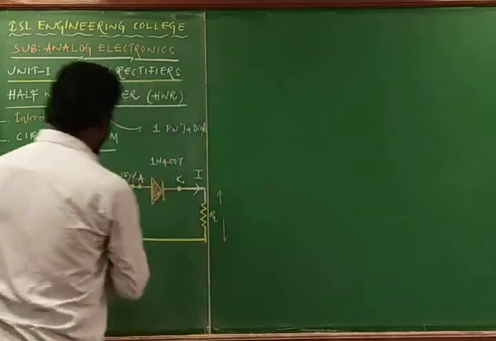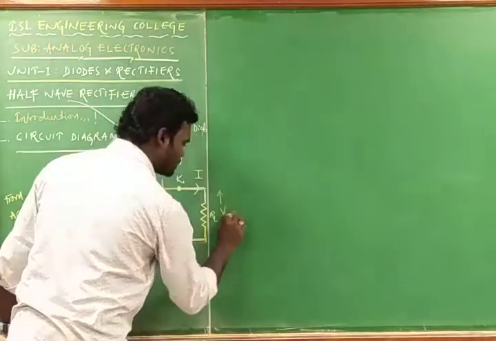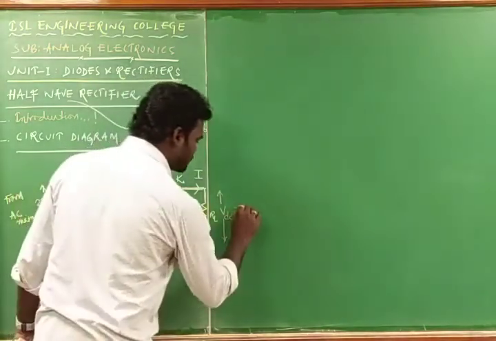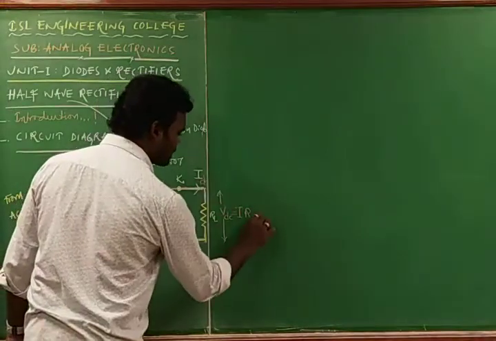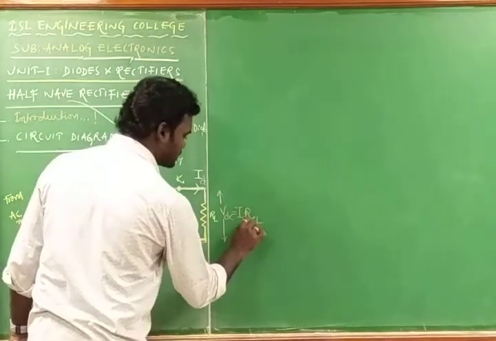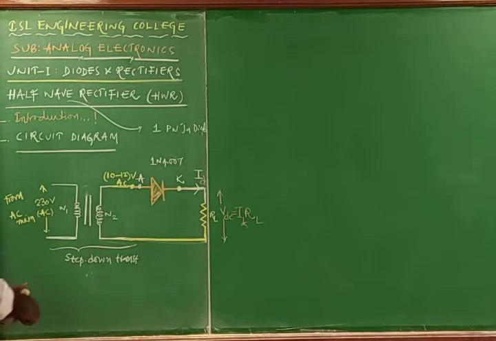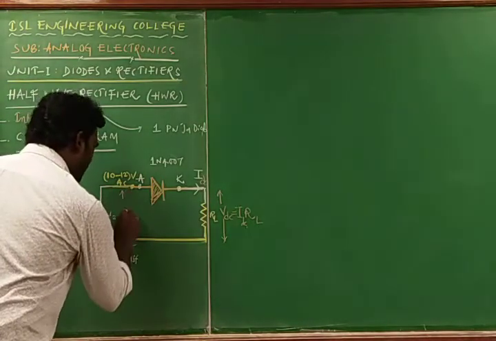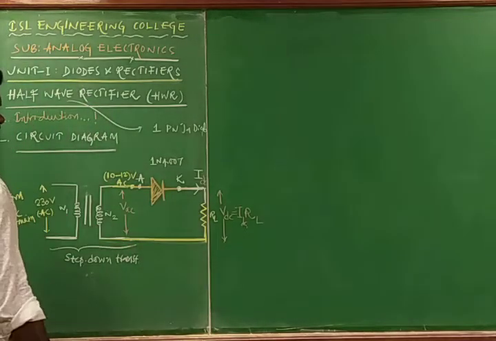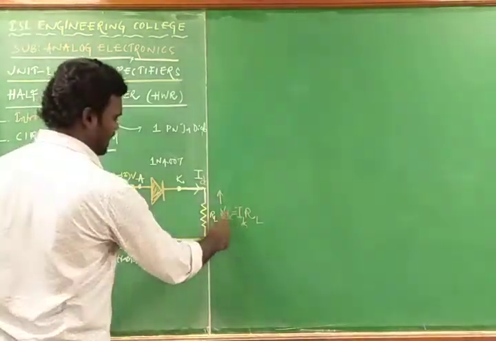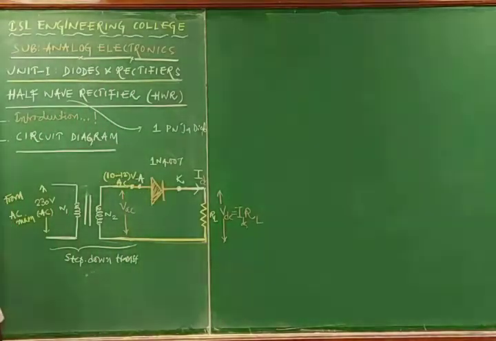Across the load resistance we can calculate the voltage, that is VDC, from Ohm's law, V equals I into R. Here I is nothing but IDC, R is nothing but RL, that is the load resistance. That means the input of the PN junction diode is VAC, the AC we have applied. At the output of the PN junction diode, across the load we get the voltage, that is VDC.